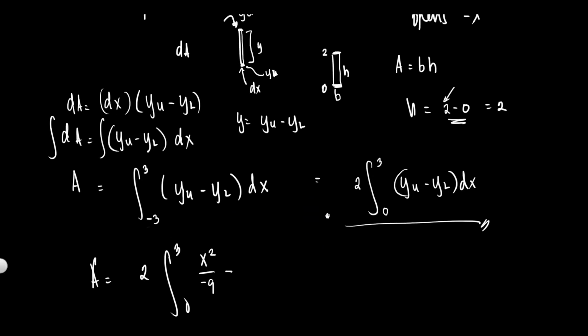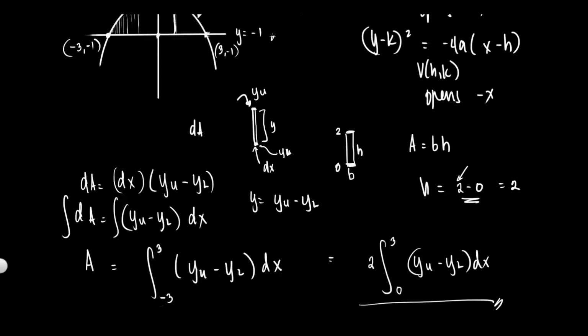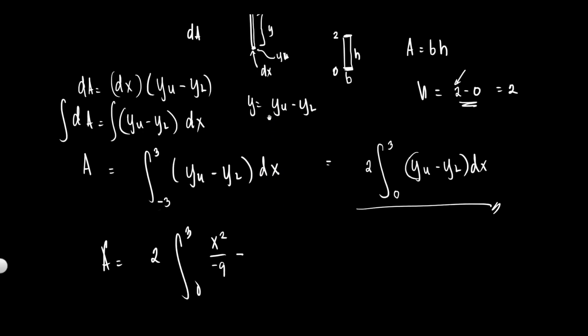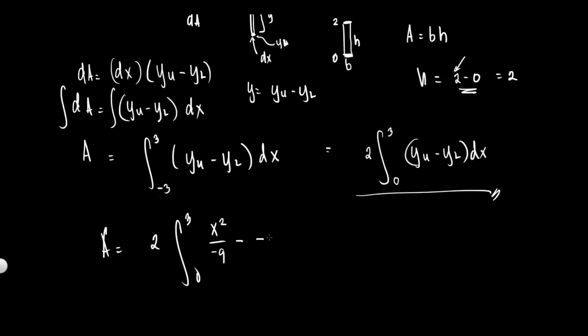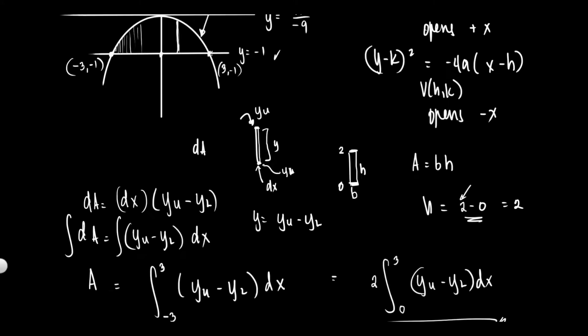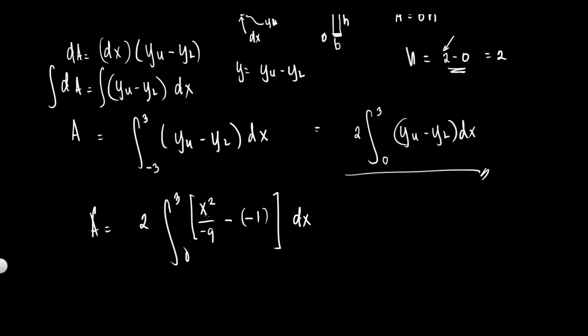Ano ba yung y lower? Ang y lower natin is negative 1. So, minus 1. Then, multiply this by dx, again our limits from 0 to 3. Then, multiply by 2, kasi nga dalawang area yan, tigkalahati. 0 to 3 times 2. Now, pwede na tayong mag-integrate.